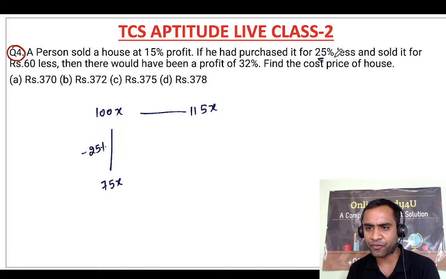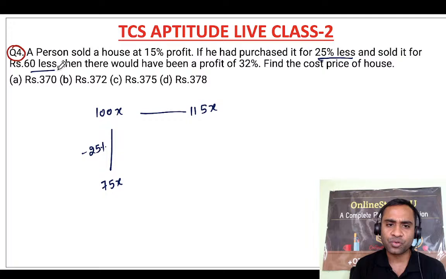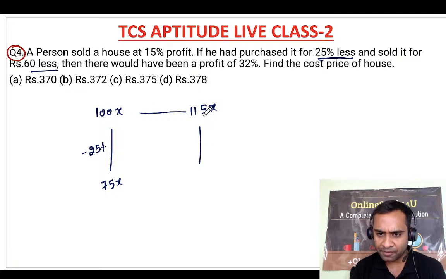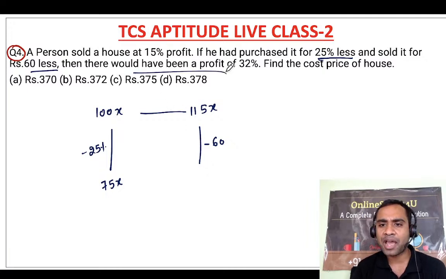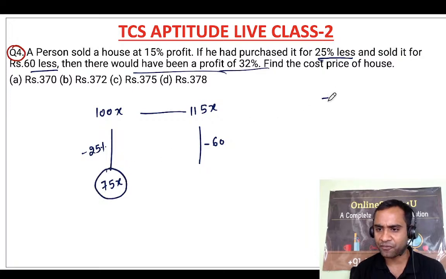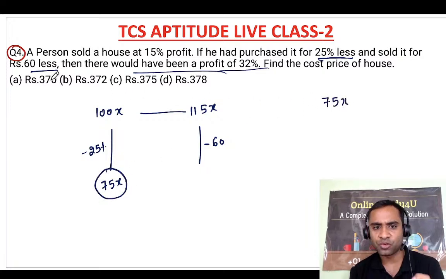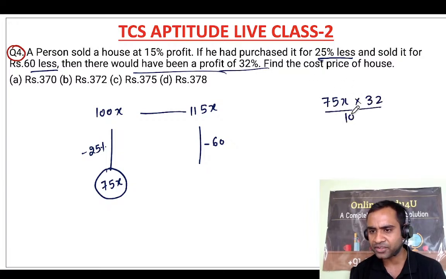If we had purchased it for 25% less and sold it for 60 rupees less, then there would have been a profit of 32%. So if we had bought it for 75x and sold it for 60 less, he would have got a profit of 32%. Calculate 32% here. 25 fours are 100, 25 threes are 75, and 4 eights are 32. So basically 24x. So 75x plus 24x, that means 99x.